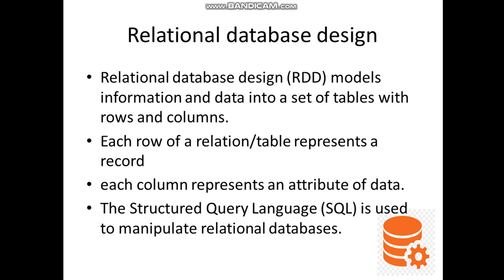Relational database design models information and data into a set of tables with rows and columns. Each row of a relation table represents a record. Each column represents an attribute of that data. The structured query language SQL is used to manipulate relational databases.